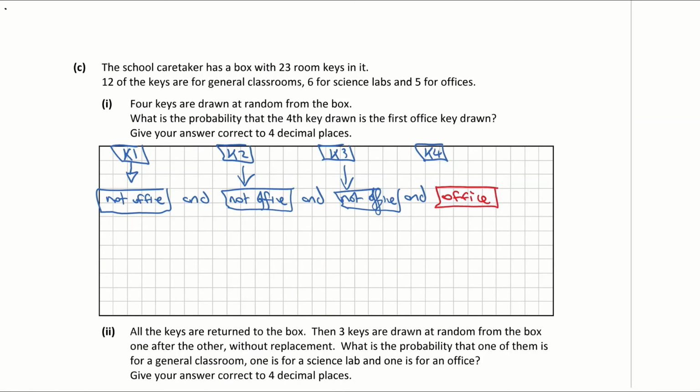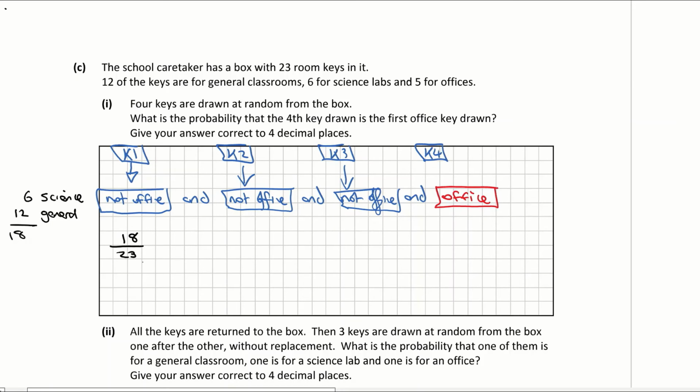And looking at these now as fractions, what's the probability for key 1 not being an office key? Well, that would be the 6 from the science and the 12 from the general classroom. So that's 18 keys. So the first key is 18 out of 23. Now I'm going to assume here, it doesn't say it in the question, that the keys are not being replaced.